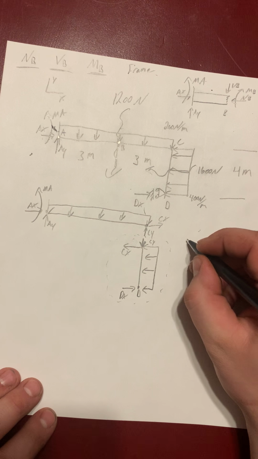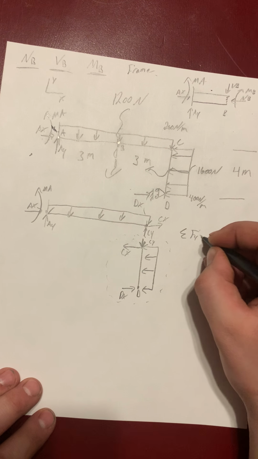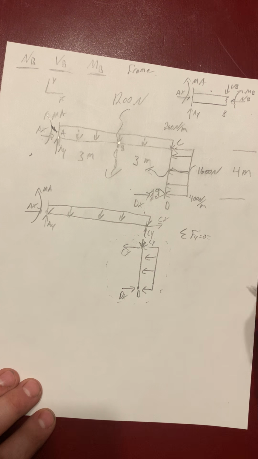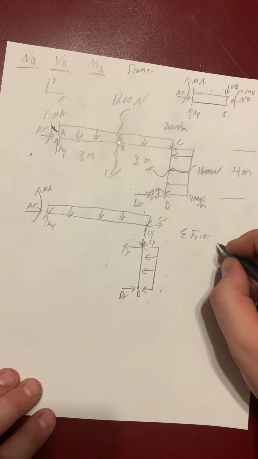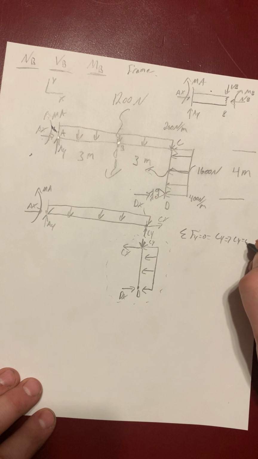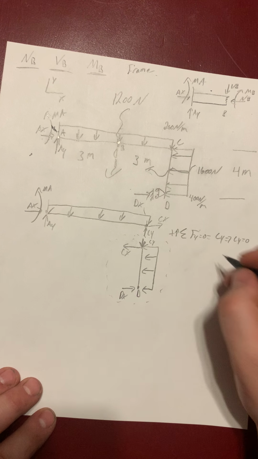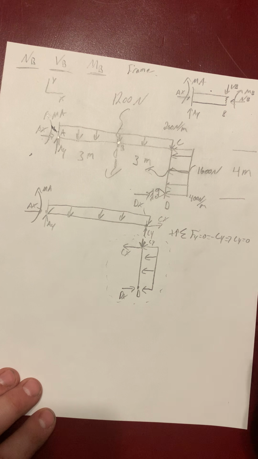So what we're going to do is say, all right, let's do the sum of the forces in the y, which is equal to 0. What do we got? All we have is this cy. So that says that cy is equal to 0, right? If we say up is positive, negative cy is 0, right?